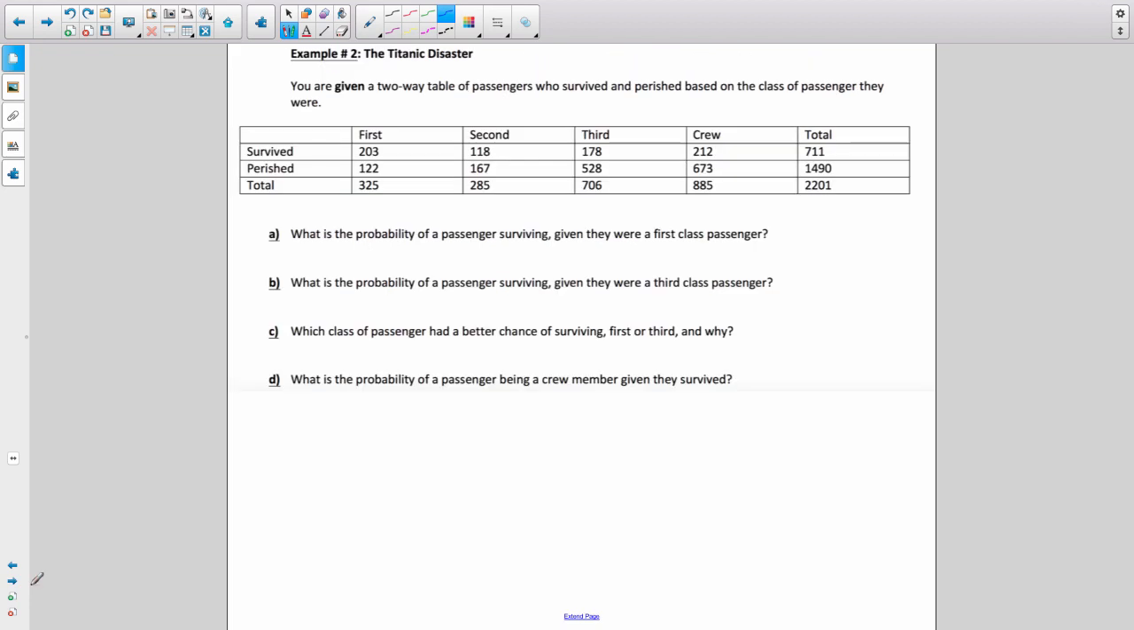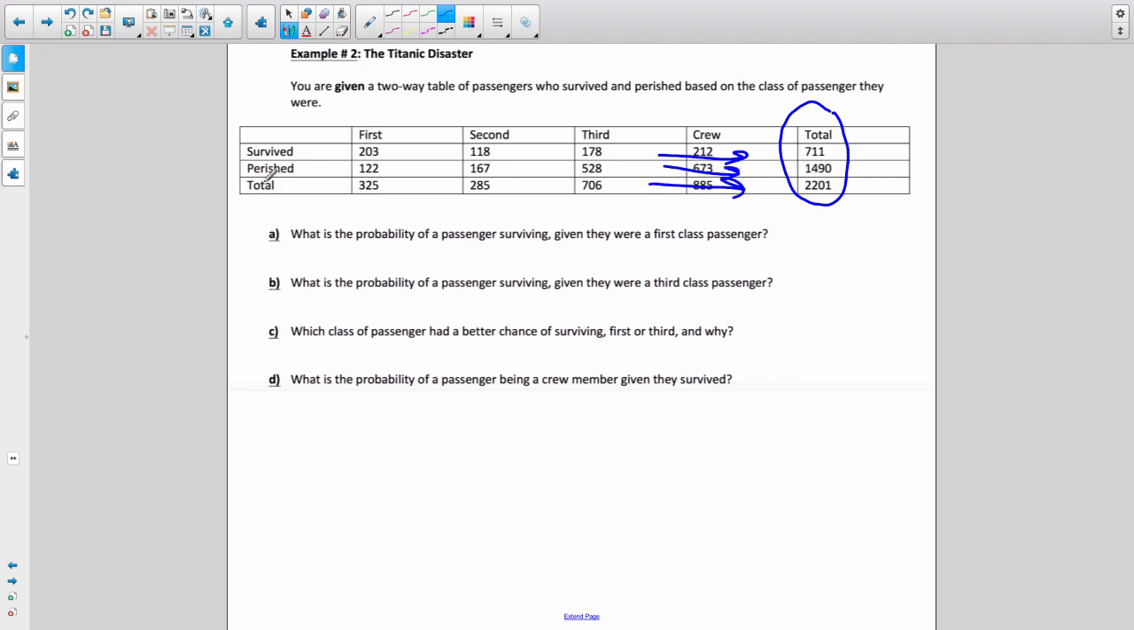Let's take a look at this table that's already been filled in for us. This is the Titanic disaster. And it gives a bunch of information: first class passengers, second, third, crew members. So as you can see, the cool thing about two-way tables is it totals it for all these rows.